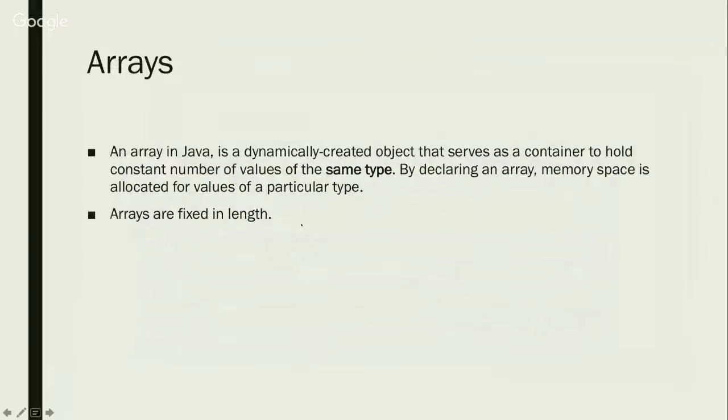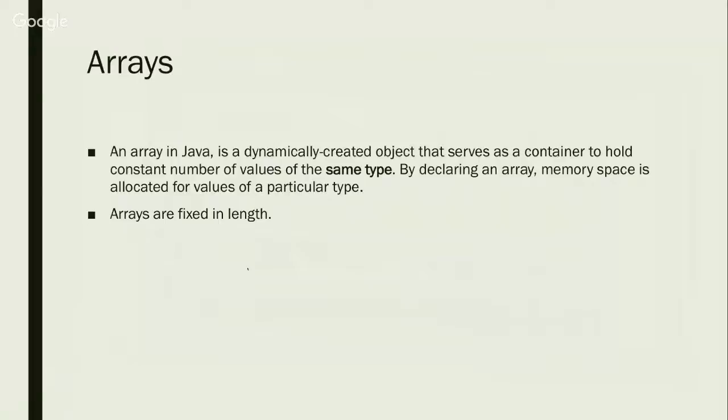So moving on to arrays. Arrays are lists in Java and any other program, and they are ways to keep things in order, but there are 3 different types of lists in Java: the array, the array list, and the enum. So an array in Java is a dynamically created object that serves as a container to hold a constant number of values of the same type.